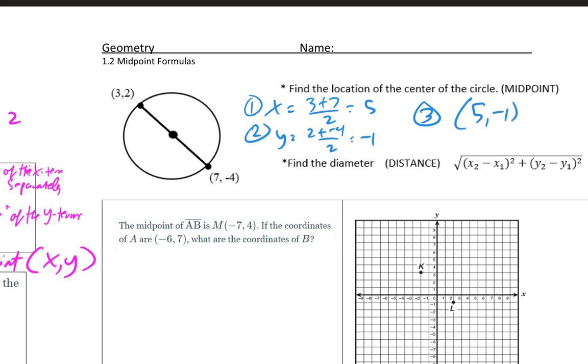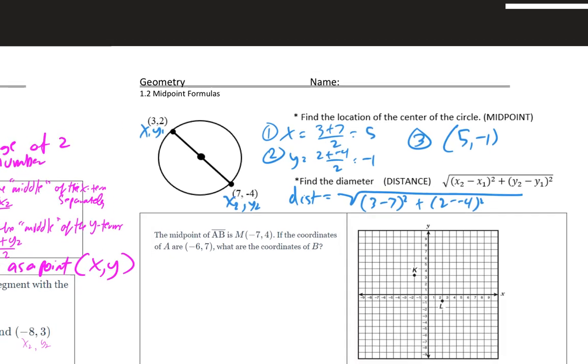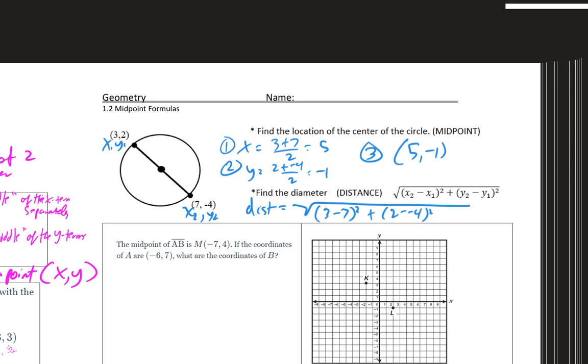The distance, let's just go ahead and write out what it would be. In this formula, if that's our first point, we would say x1, y1. That's our second point, x2, y2. We would say 3 minus 7, close it squared, plus 2 minus negative 4, close it squared. That's it.